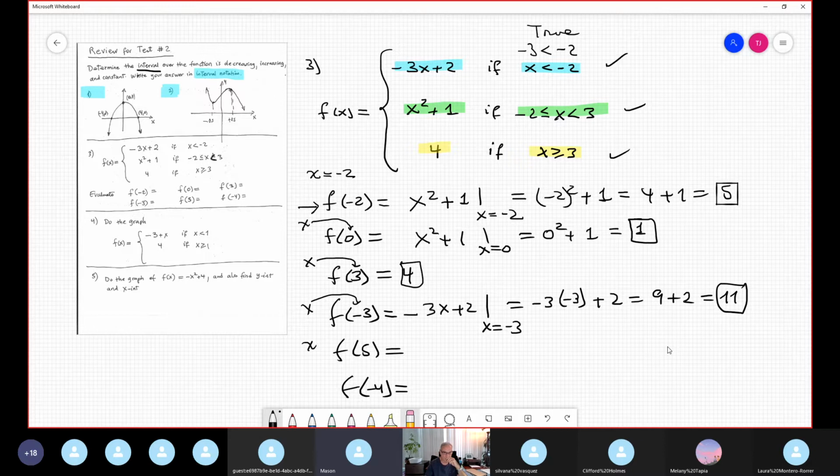What about 5? Green, blue, or yellow? Yellow. And yellow is easy, because in yellow the expression is 4. Similar to the 3.